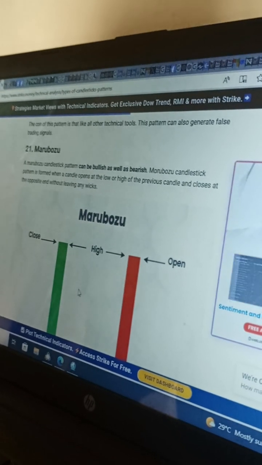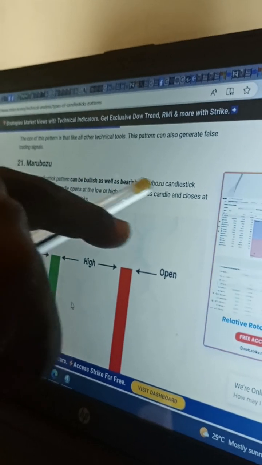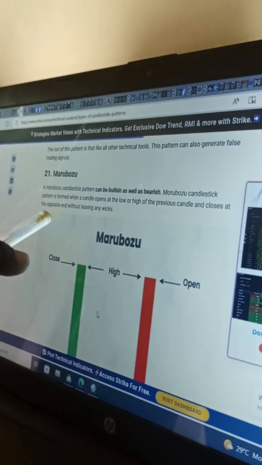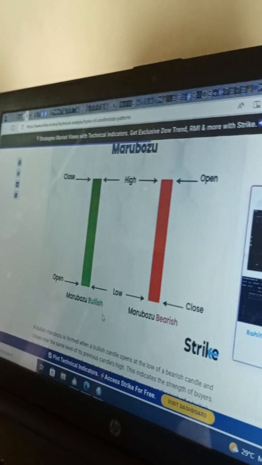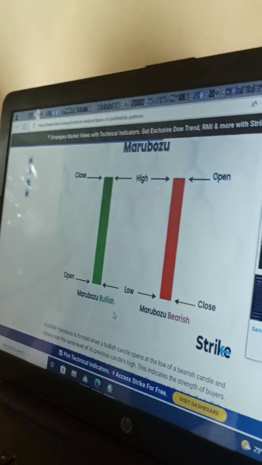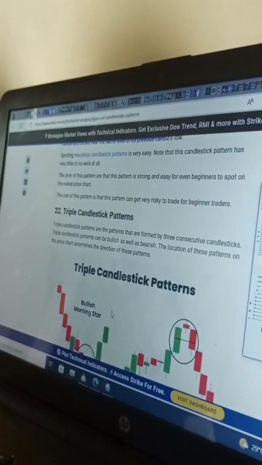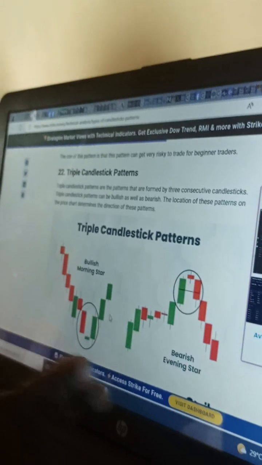Marubozu candle is a pattern that can be bullish as well as bearish. Marubozu candlestick pattern is formed where the candle opens at the low or high of the previous candle and closes at the opposite end without leaving any wicks. So there's no shadow. It can indicate whether it's going to be bullish, or it can also be used for a bearish movement. And when it appears, that means the market is about to change in the next direction. Triple candlestick pattern. So we are still on the triple candlestick pattern.